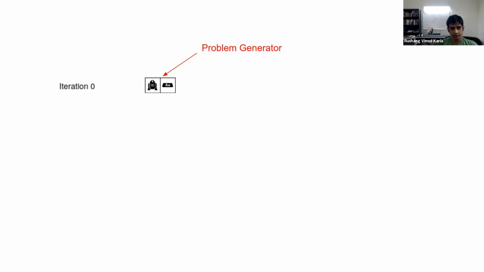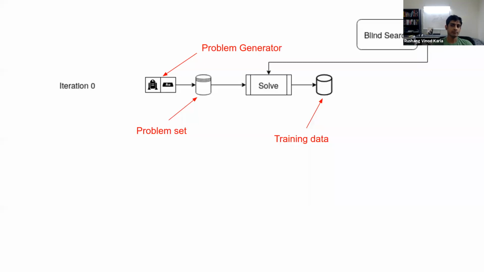It's an iterative approach. So at the first iteration, we have access to a problem generator, and we use the problem generator to generate a problem set. Now, for the first iteration, the problems are so small that even blind search can be used to solve them quickly. And this forms training data. Using this training data, we can now learn a neural network.